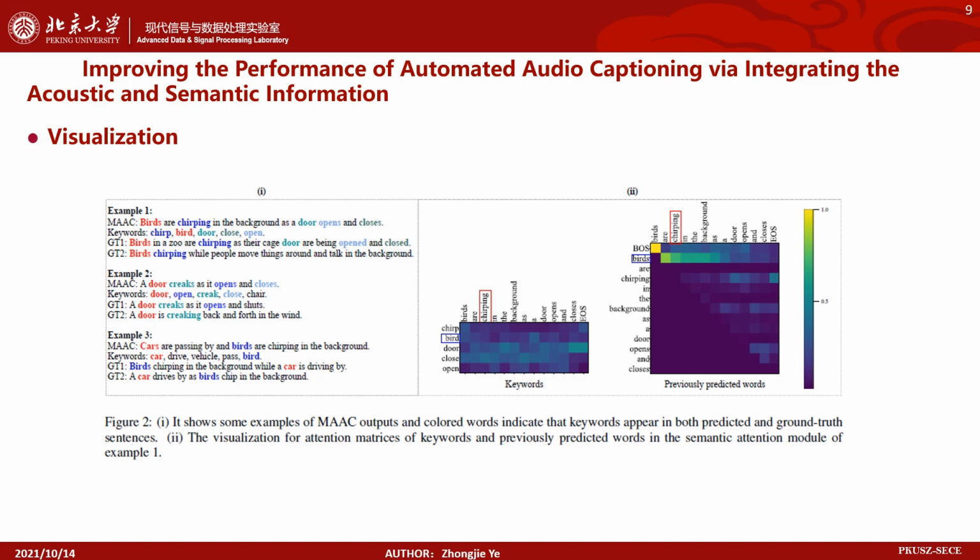For instance, when the decoder is generating "chirping", it pays more attention to "birds" in the previously predicted words, but pays less attention to "birds" in the keywords. That's to say, previously predicted words and keywords are complementary to each other in the semantic attention module.